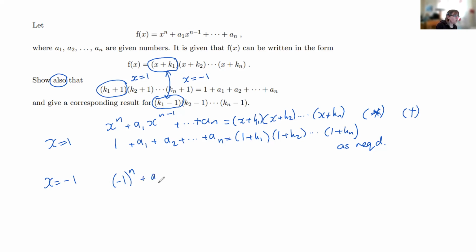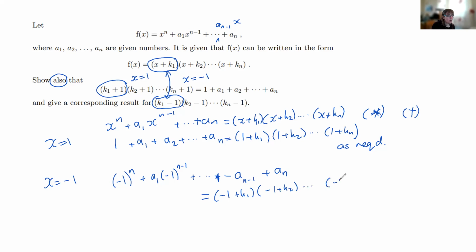Then we're going to get a1 times minus 1 to the n minus 1, and so on. And I'm just going to write down the last two. So the one before this, we would have had a n minus 1 x. So we're going to have, instead of plus, it's going to be minus a n minus 1, and then it's going to be plus an. On this side, we're going to get minus 1 plus k1, minus 1 plus k2, and so on, minus 1 plus kn, which we can then write the other way around.